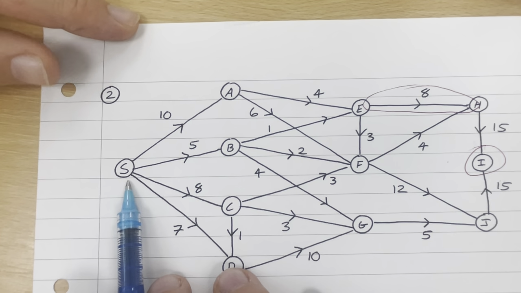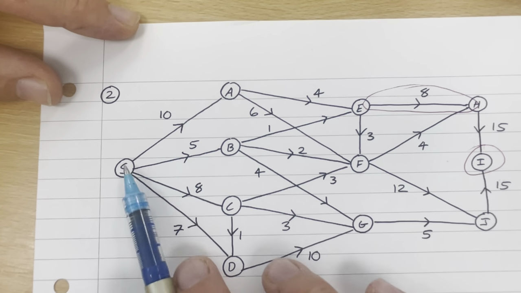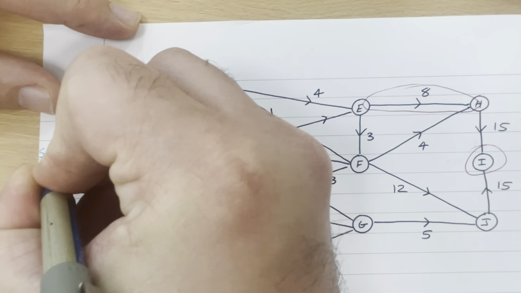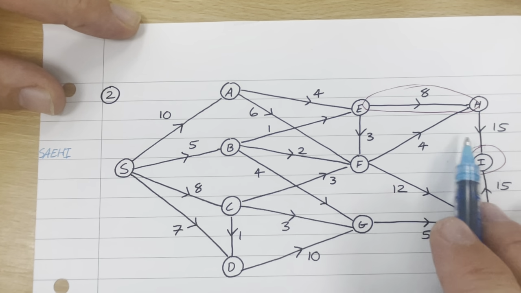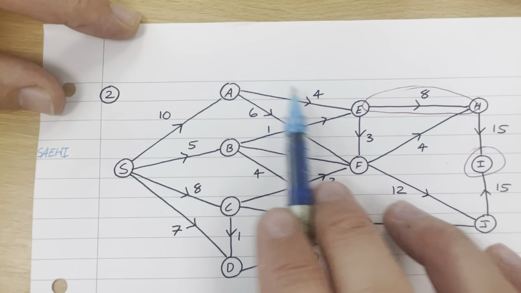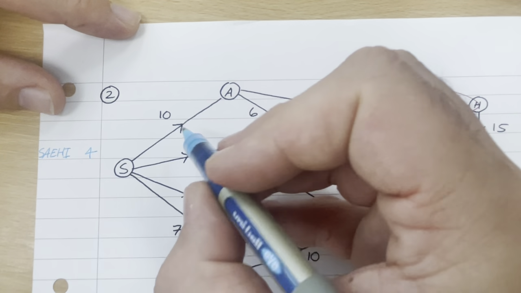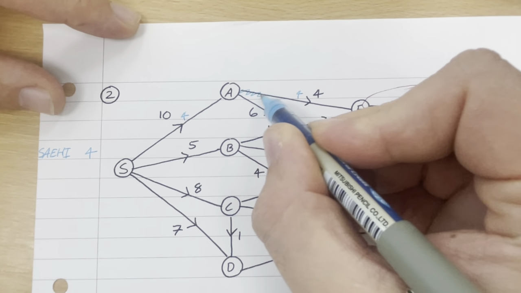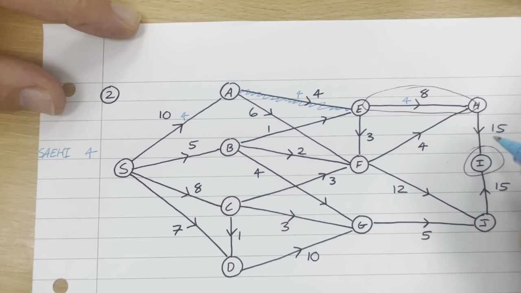Okay, so my first route I'm going to look at is S-A-E-H-I, just because that goes around the top of the network. I'm going to put a flow of 4 through there because that's the smallest number out of those 4 numbers. So that's now got a flow of 4 through it, which means it is saturated.